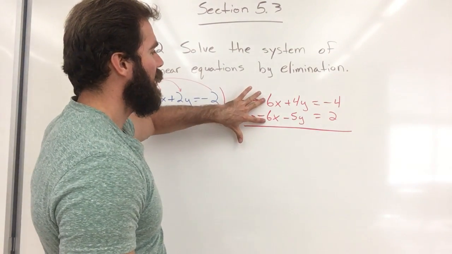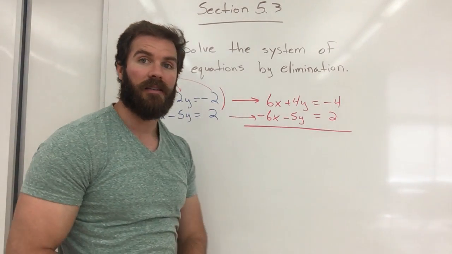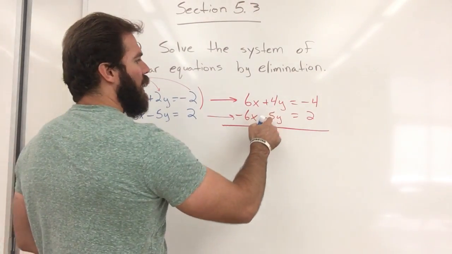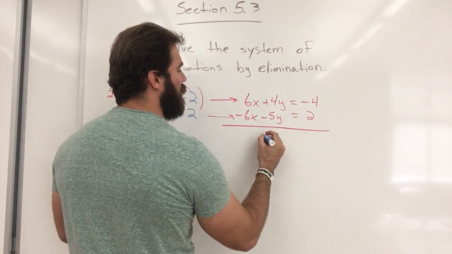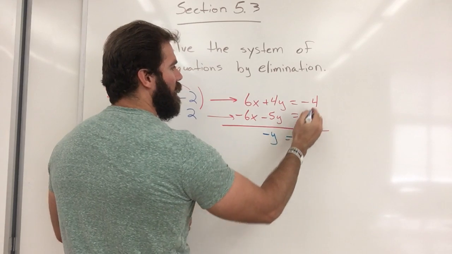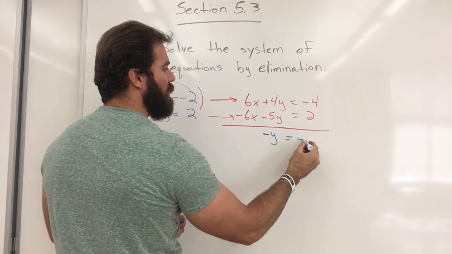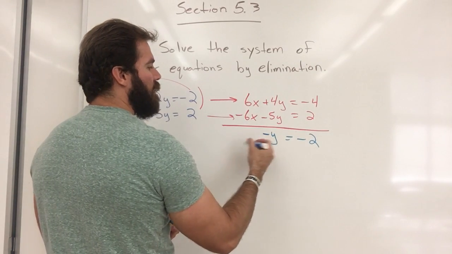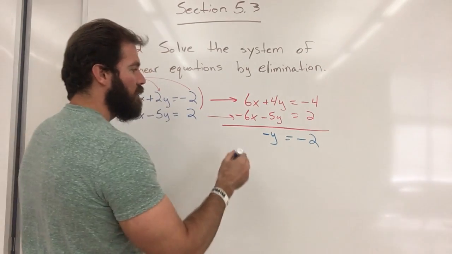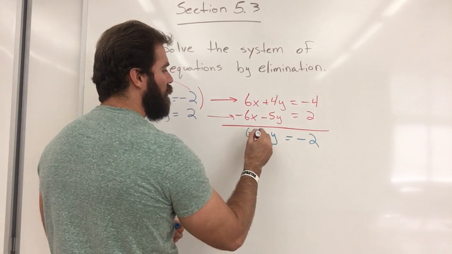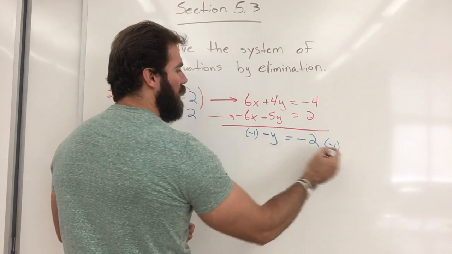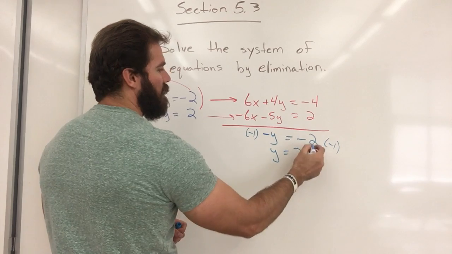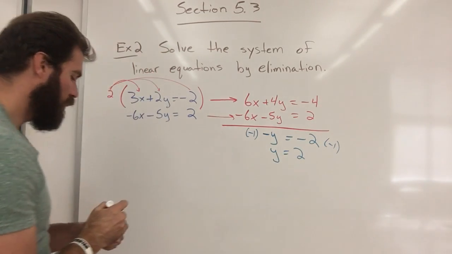These will cancel out. 6x minus 6x is 0. We're done with that. 4y minus 5y is a -y. -4 plus 2 is -2. I don't want this to be a negative. I want it to be a positive. So what I'll do is I'll multiply it by a -1 on both sides. -1 times a -y is y, and 2. Okay, so we have y equals 2.